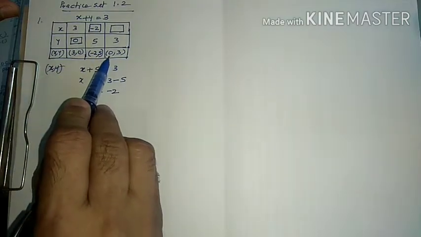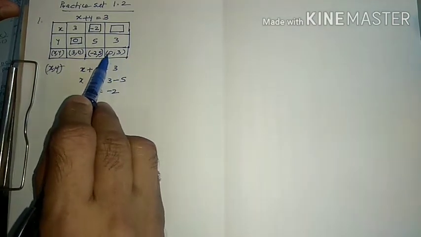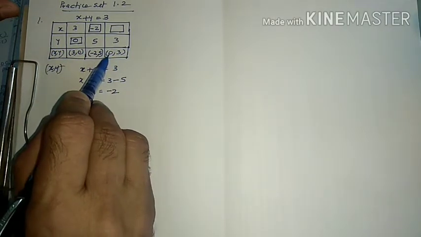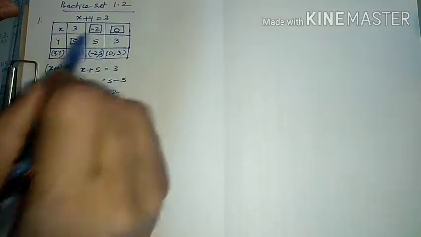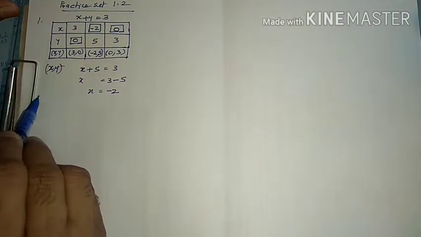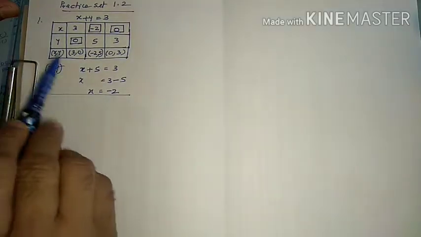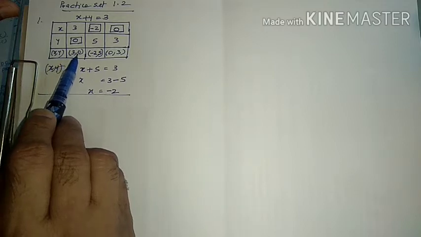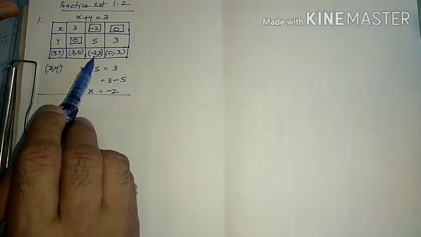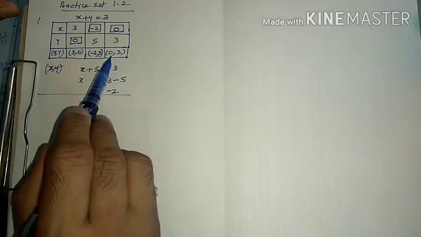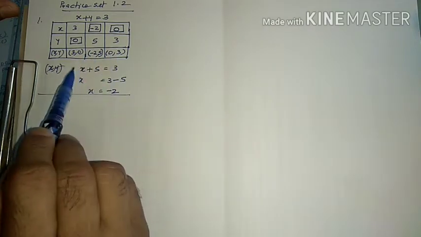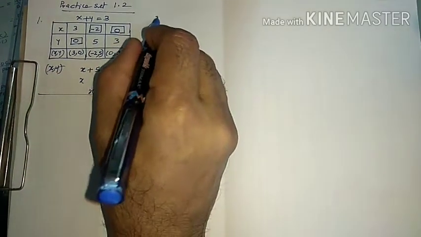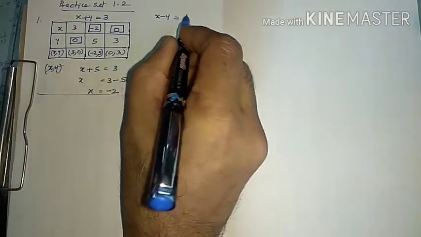Here given the coordinates 0, 3. X is 0. Y is 3. Y is 3 given. Then this x is 0. Here it is 0. So we are making a base for drawing a straight line. There we have 3 points. First point is 3, 0. Second point is minus 2, 5. And the third point is 0, 3. Now one more line is given. Next line is x minus y equal to 4.